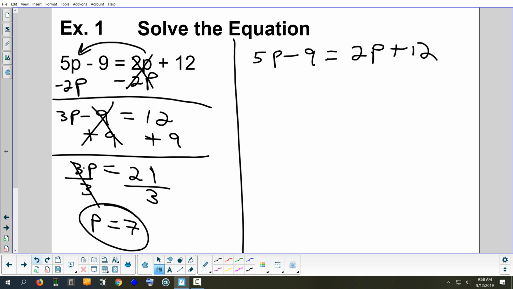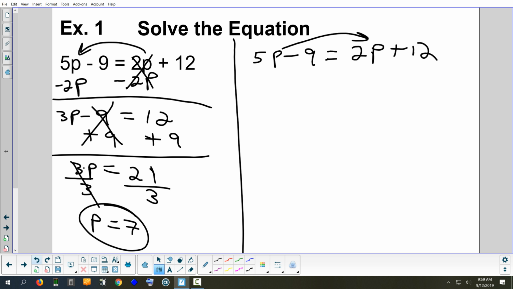So 5p minus 9 equals 2p plus 12. What could you do different for your first step? Still something with the p's, but something different than we did the first time. Bring 5p over to the right. Yeah. Let's bring the 5p over to the right. How would I bring the 5p over to the right? Addition. Well, is the 5p negative? Why is there a minus with it? What's that minus go with? Doesn't go with the 5p.